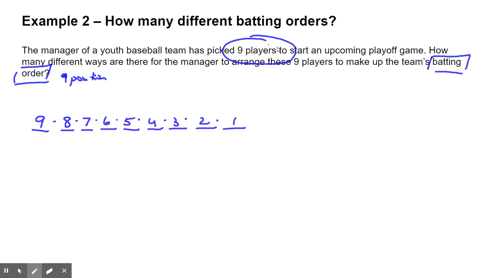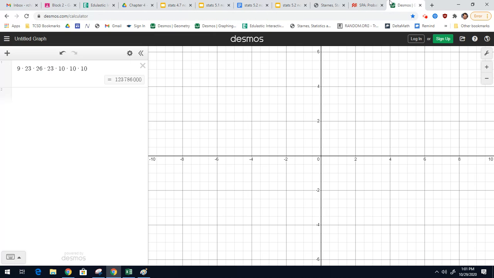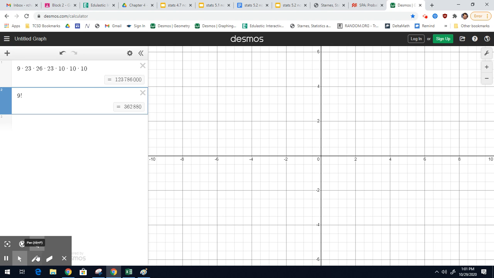So when you have the same number of people as you do positions, this is simply going to be 9 factorial. Now, you can go through and you can multiply this out, or we can just do 9 factorial in our calculator. And that's what I'll do, 9 factorial. Calculator, 9 exclamation point. There we go. And that's how many different batting orders there are. 362,880 batting orders.